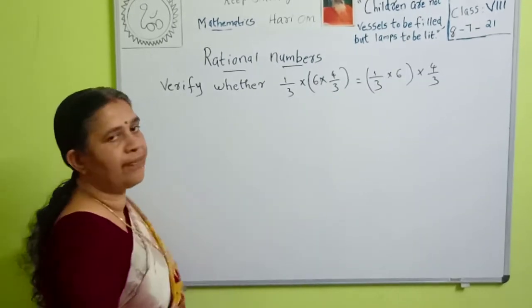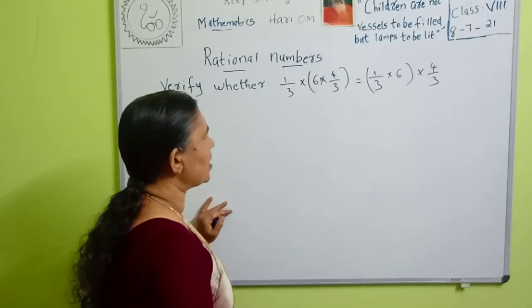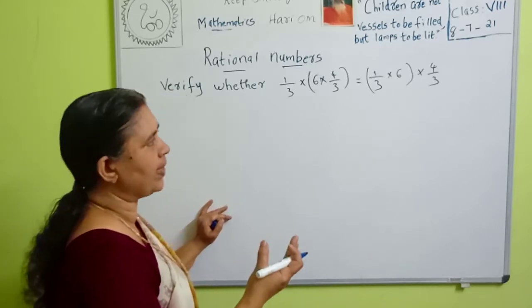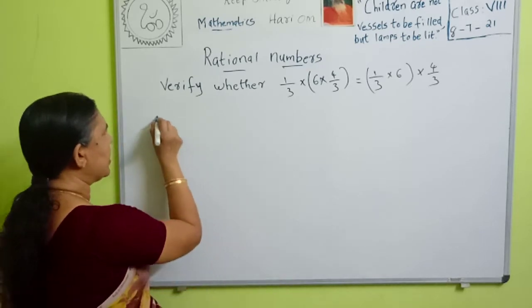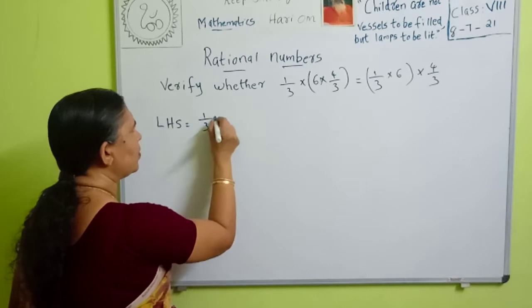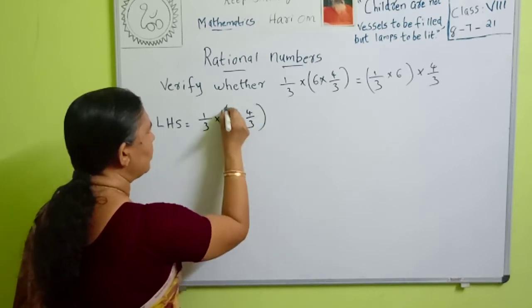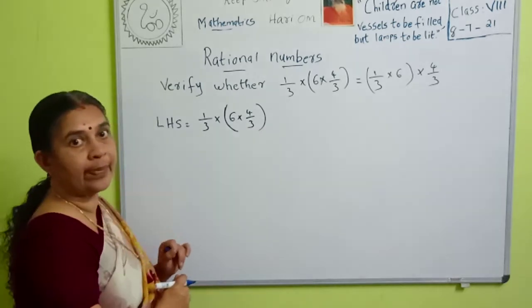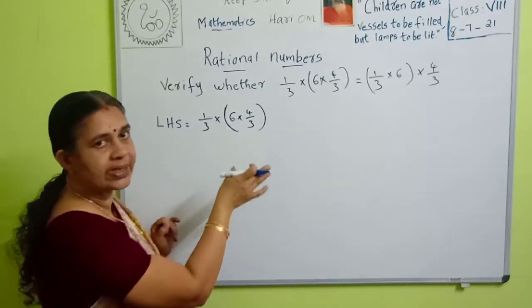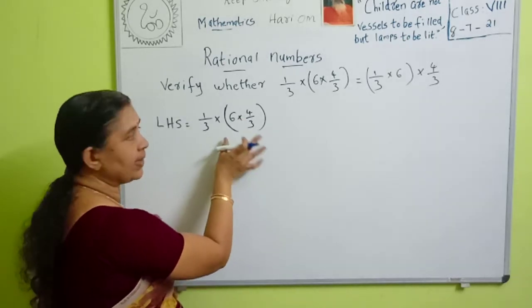Next question. Verify whether 1/3 × (6 × 4/3) equals (1/3 × 6) × 4/3. First, what is the LHS? LHS is equal to 1/3 × (6 × 4/3). Here, what do we simplify first? First we multiply the numbers in the bracket. If there is any bracket, first you simplify that.